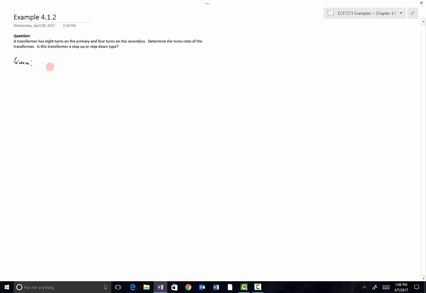The symbol for turns on the primary of a transformer is N_P, and the symbol for turns on the secondary is N_S. So subscript P for primary and S for secondary, N for signifying a count of something. N is typically used to count things, right? So that's just 8 turns on the primary and 4 turns on the secondary, so 8 over 4. That's all we were given. We were asked to find a quantity called the turns ratio of the transformer and to identify the transformer type.